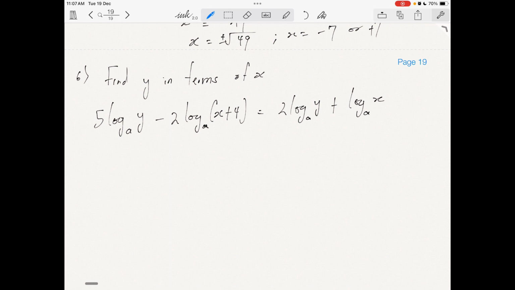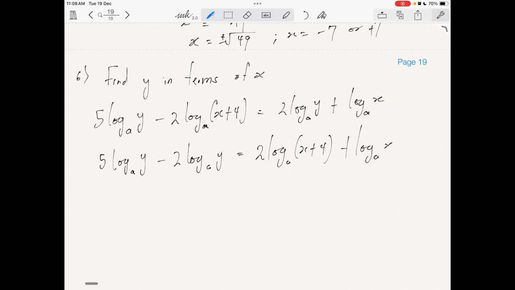So the first thing to do now is to bring all the y together and take the y to the left hand side, making y the subject of the formula. So bringing y to the left hand side, 5 log a y minus 2 log a y, and bring all the x to the right hand side, equals 2 log a into x plus 4 plus log a of x.